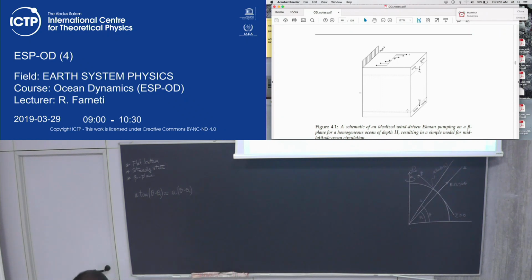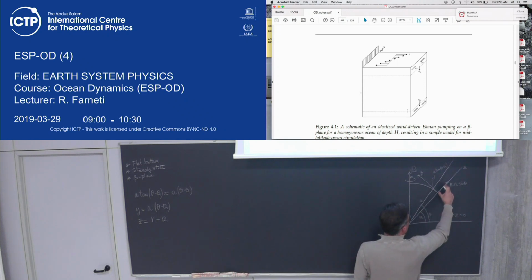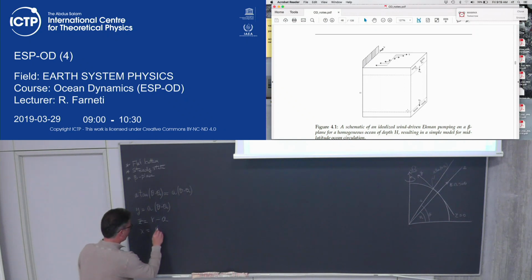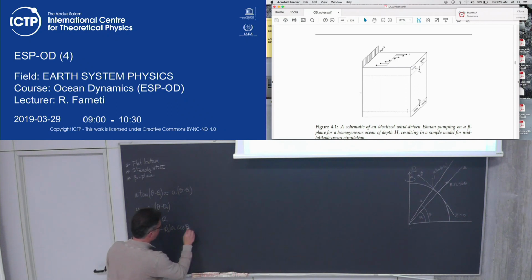Okay, so our Cartesian coordinates are y equals A times theta minus theta naught. So this is our meridional coordinate. Then we have z, which is r minus a. So r is the distance of wherever you are to the center of the sphere, minus the radius. So it's giving you the distance from the beta plane. A is the radius of the Earth. And x is phi minus phi naught, the longitude, times the radius times cosine of theta naught. So these are the Cartesian coordinates that we're going to use.